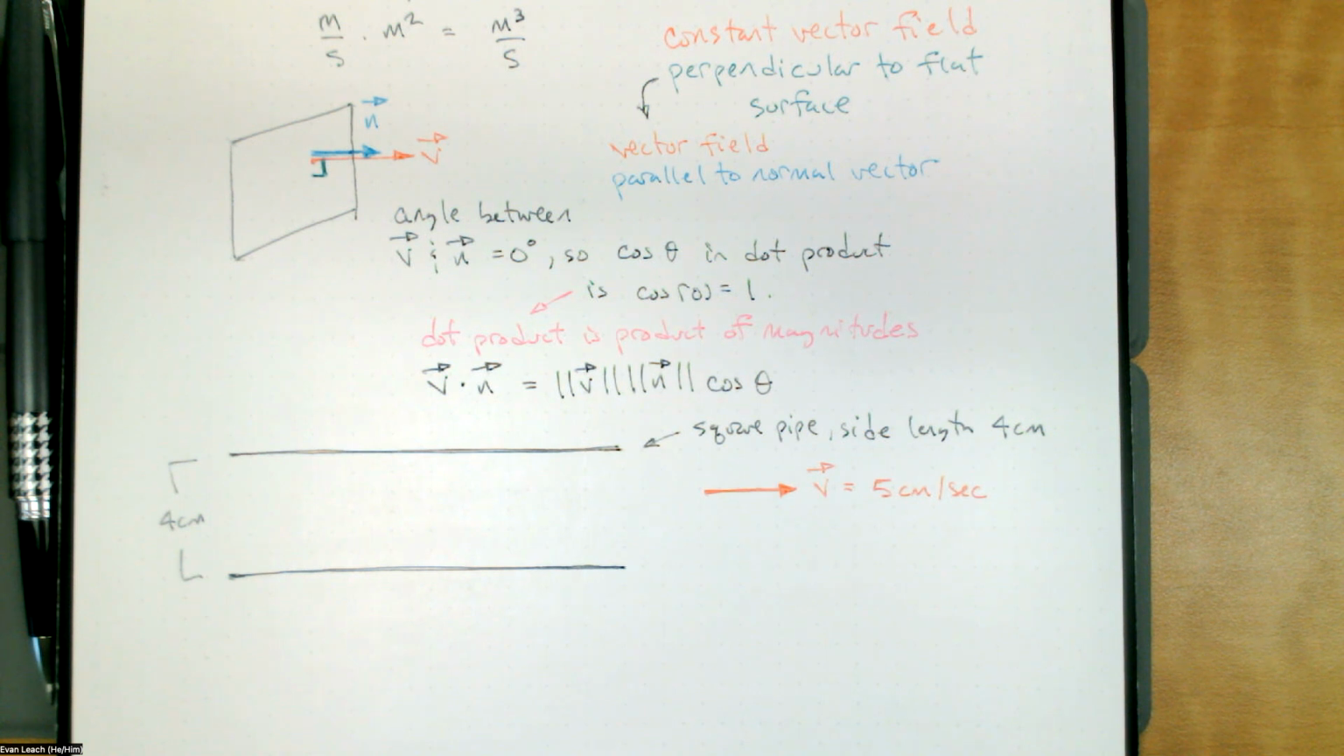If you're a hydraulics engineer and that's too slow or too fast, dude, this is flowing through a square pipe, so don't at me. This is for illustrative purposes only.